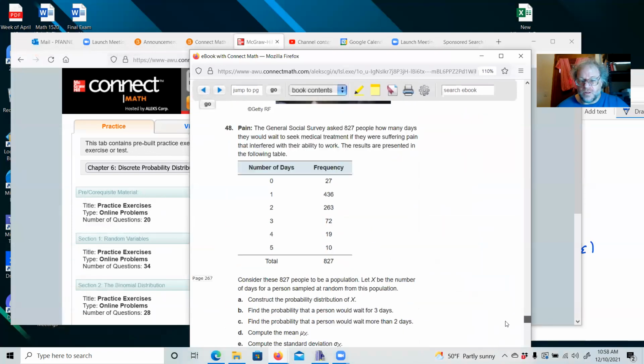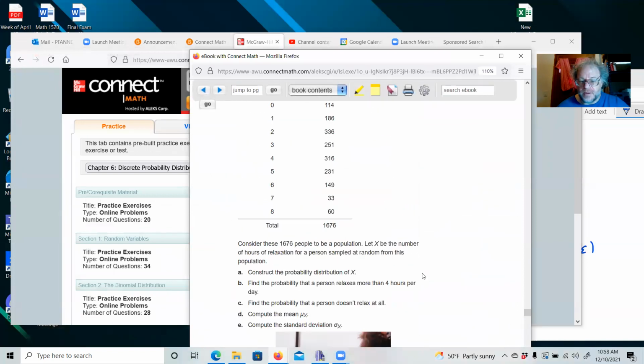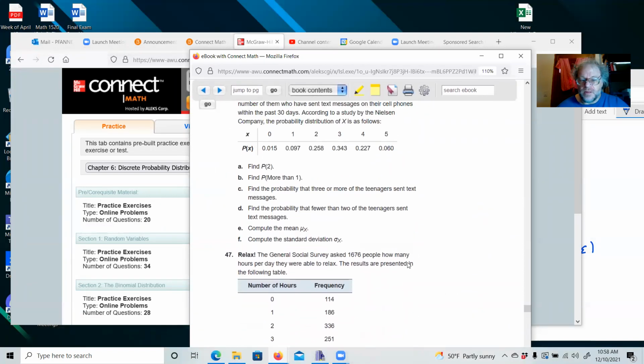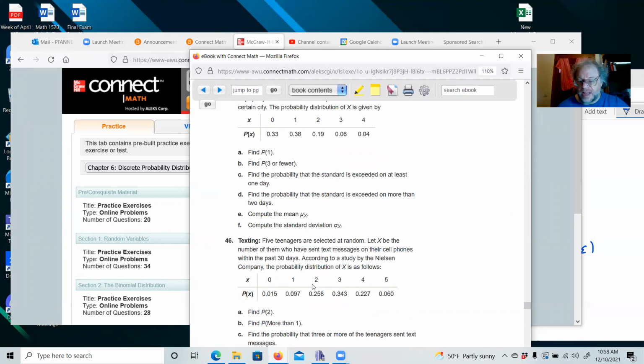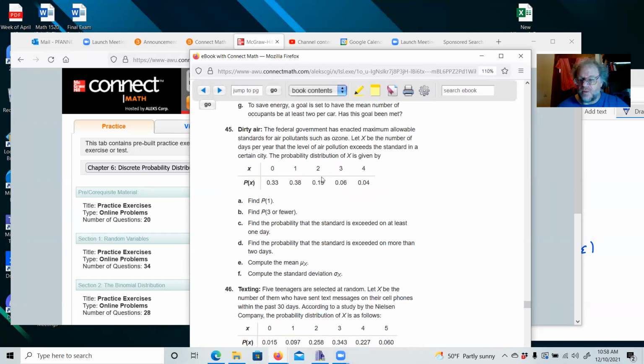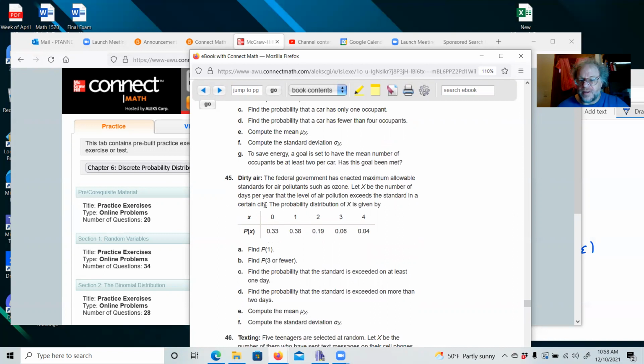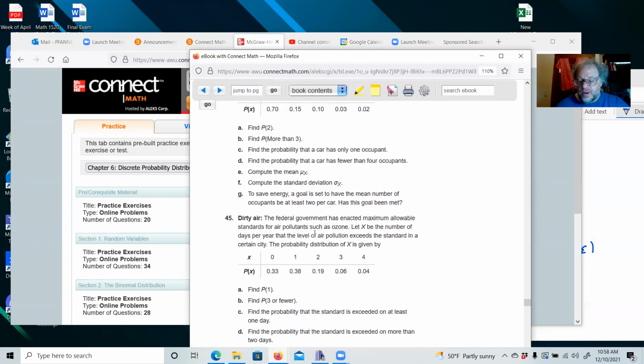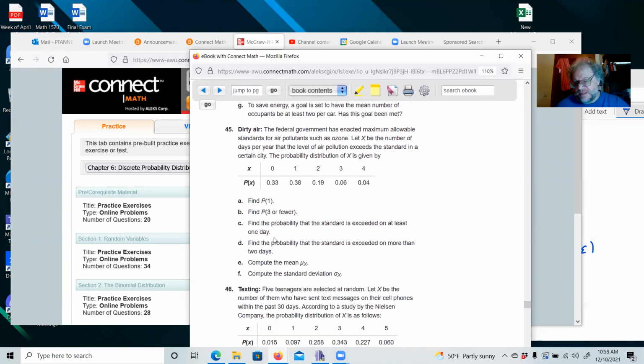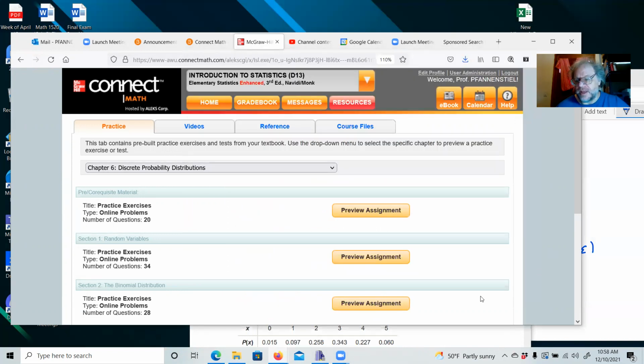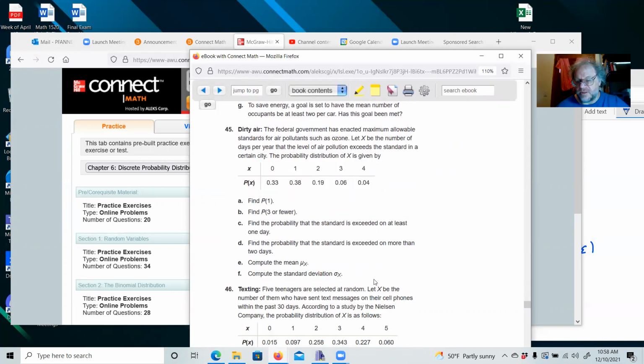But if you just scroll on down to the end here, it's pretty much the same kinds of questions that we had before, right? 45. And you can go ahead and do that. Now, again, you're not going to be typing it into a computer and getting the right answer unless you go through this method.